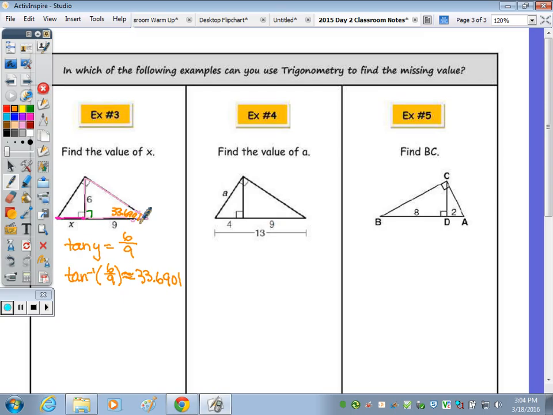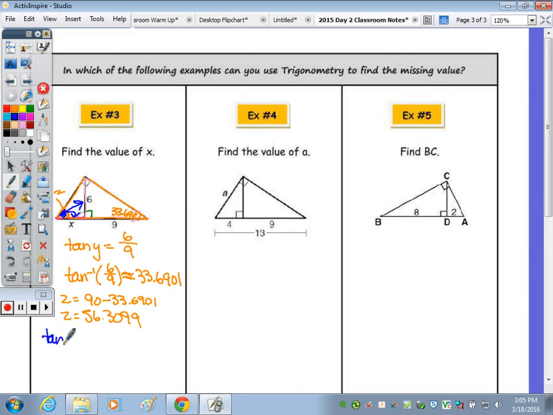So if y is 33.6901, that allows us to find this angle here, because in this larger right triangle, those two angles are complementary. So let's call this z. Z equals 90 minus 33.6901. So subtract from 90 and you get 56.3099. Now I can use that angle Z, because given this angle, I have opposite and adjacent again.